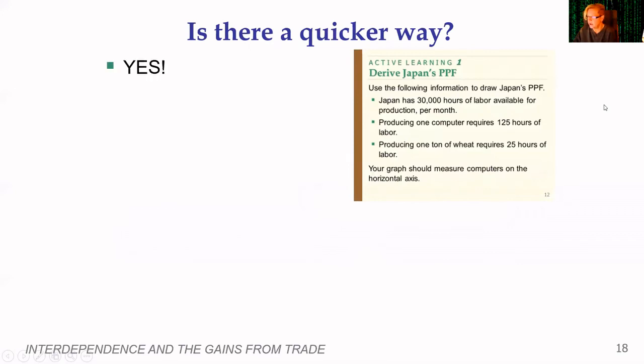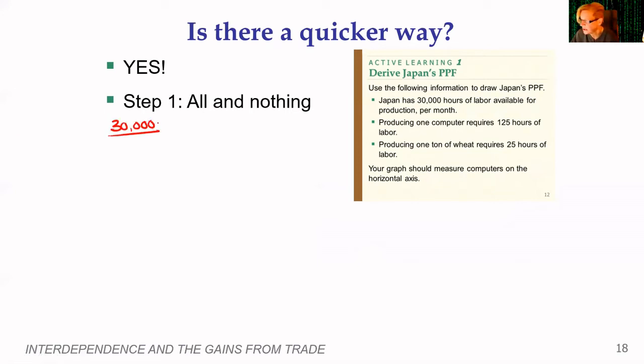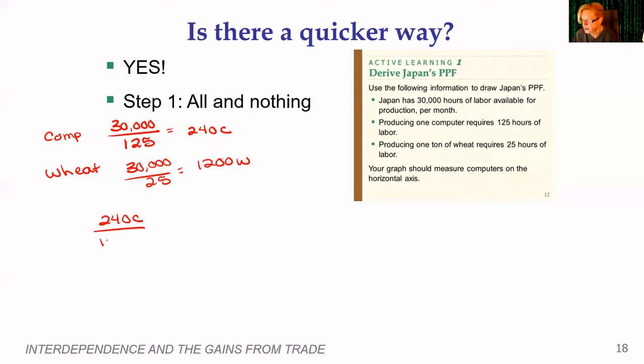Okay, again, is there a quicker way? Yes, you could have just simply gone with the all and nothing approach as we did. You have to do that part, and I'll show you why in just a second. So if you took 30,000 divided by 125 for computers, you would have ended up with 240 computers. For wheat, again, you can take the 30,000, divide it by 25, you would have ended up with 1,200 wheat, and you could have just done 240 computers over 1,200 wheat to get the 1 computer to 5 wheat ratio.